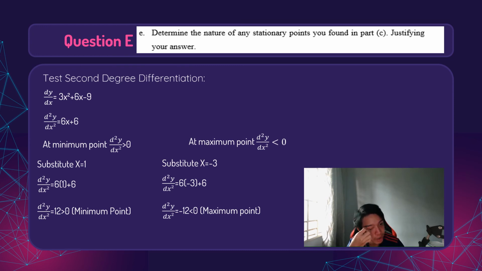And now for second differentiation, if the value is greater than 0, there's a minimum point. If it is less than 0, it will be a maximum point. And if it is 0, it will be a point of inflection. Now we simply substitute both values of x, where x is 1 and negative 3. We will find that x equals 1 is a minimum point and x equals negative 3 is a maximum point.